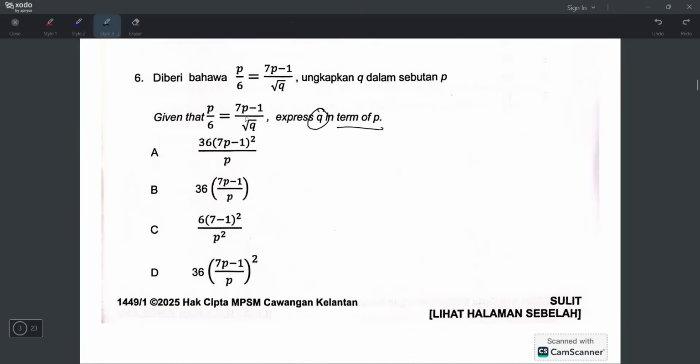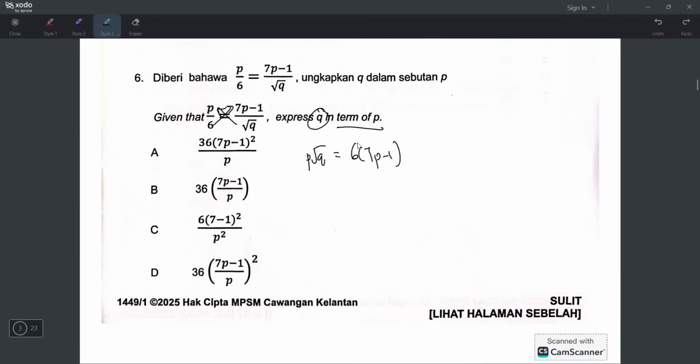So if the thing you want to find stays at the bottom, you will always do this. You will try to naikkan atas, right? And as you can see, this is also a single fraction. So when you have something over something equals something over something, you always darab silang, right? When you have fractions on both sides, and the thing you want to find is sitting at the bottom, bawah, you will always darab silang. So now it becomes p times square root q sama dengan 6 times 7p minus 1. Okay, so it becomes 6 times 7p minus 1 like that, right?